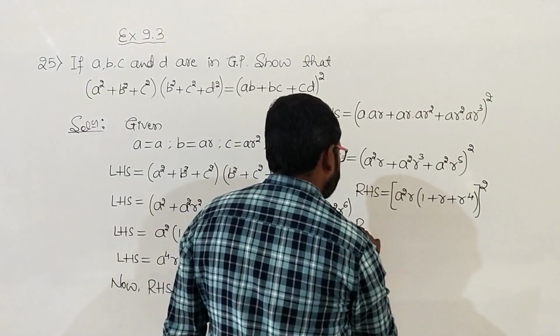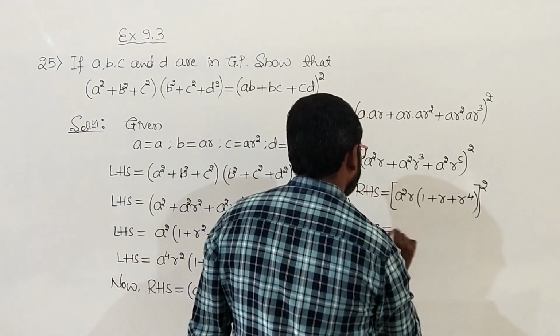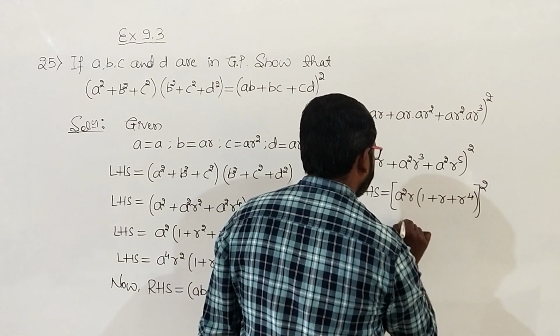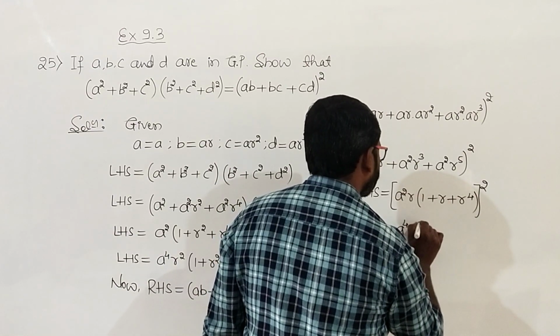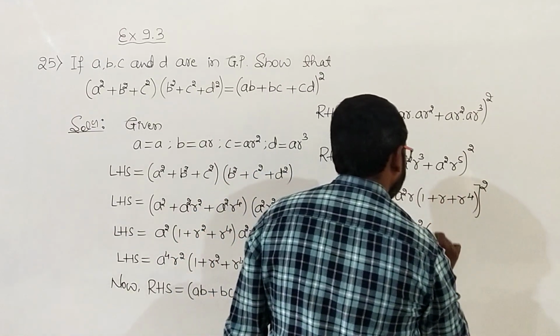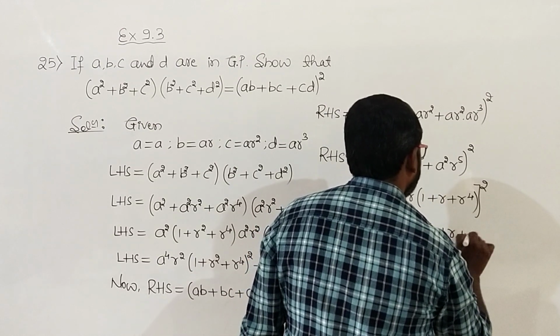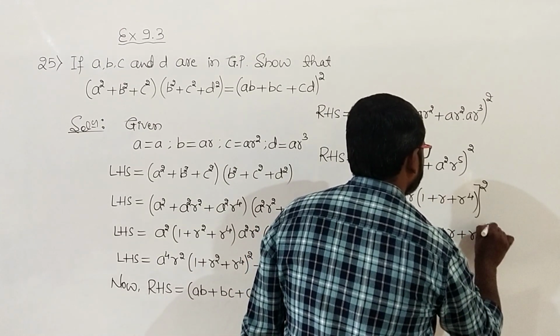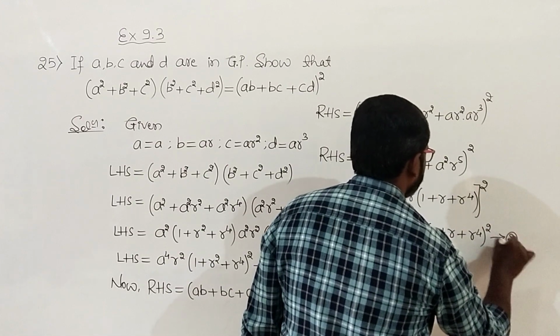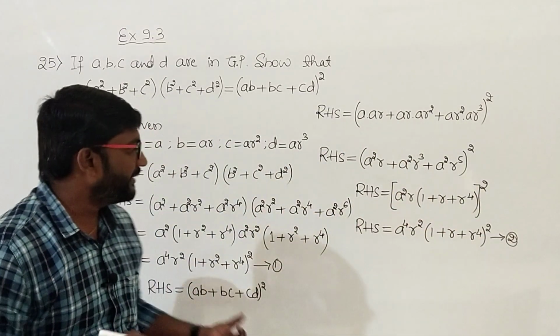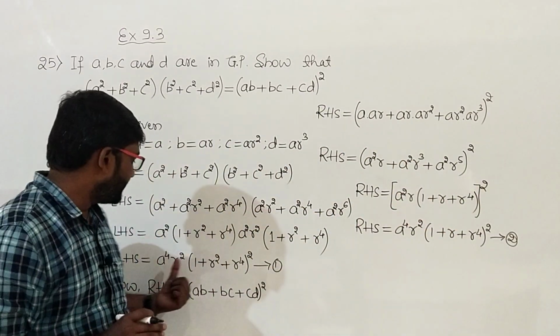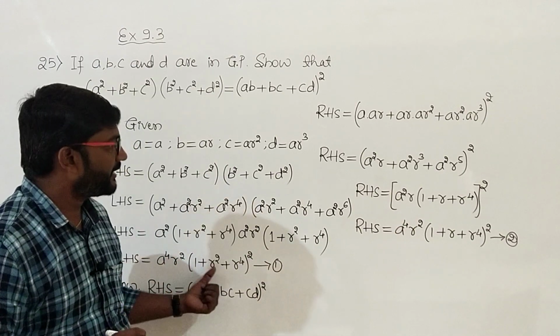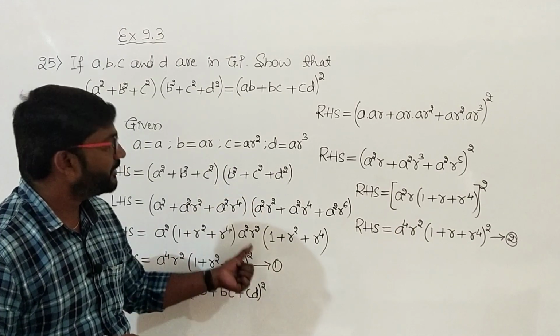So RHS is equal to A square the whole square, which means we get A raised to 4, then R square, and then (1 plus R raised to 4) the whole square. Call this equation number 2. So now compare equation 1 and equation 2 here: A raised to 4 R square and (1 plus R square plus R raised to 4) the whole square.